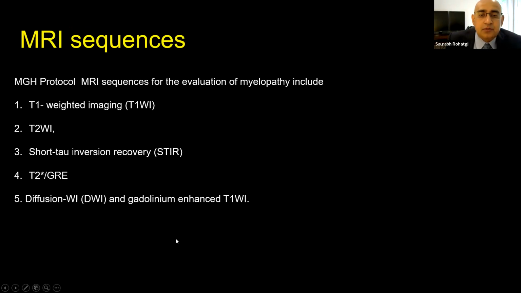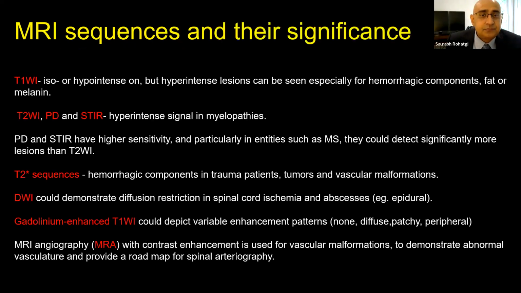So the protocol we use here at MGH, the MR sequences commonly used to evaluate myelopathy include a T1 weighted image, a T2 weighted image, a STIR image, a T2 GRE or T2 star image, a diffusion weighted image, especially when you're suspecting a cord infarct, and post-contrast images of the spine.